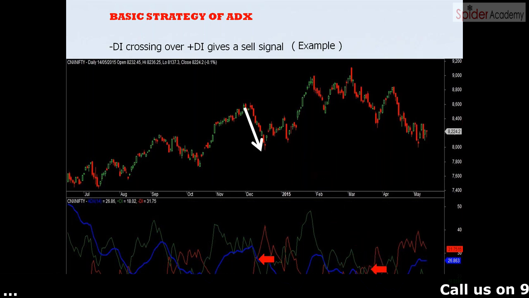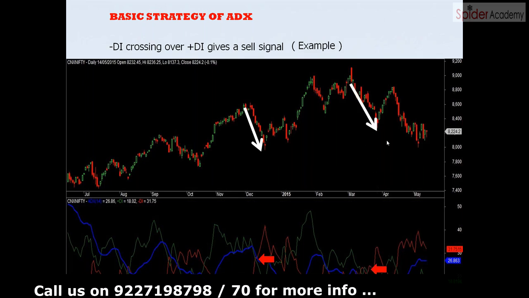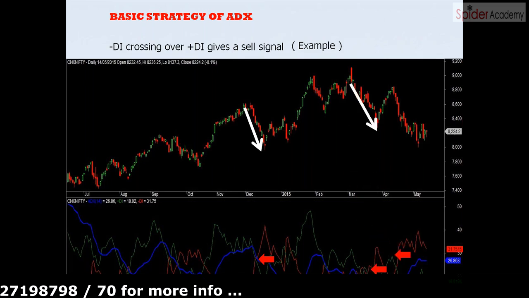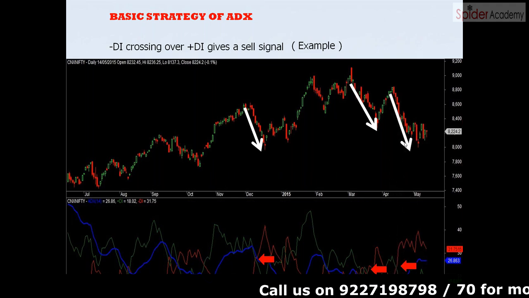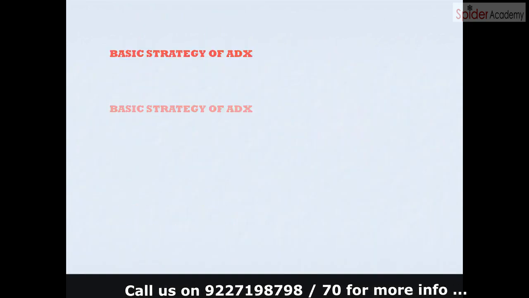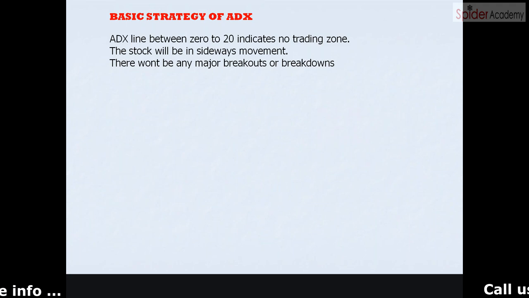Again, you can see the red DI crossing the green DI. What happens to the price? Once again, a smooth breakdown. Again, you can see the red crossing green over here. Now, this was a simple basic strategy of ADX, which I think everyone trading in the stock market will be using.